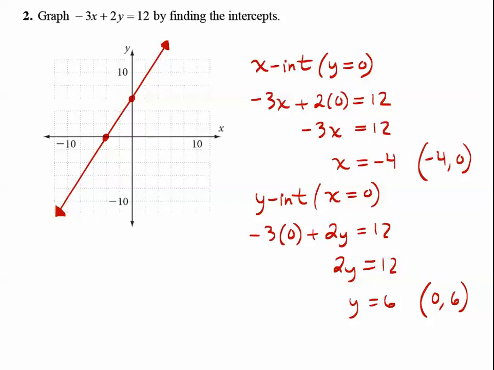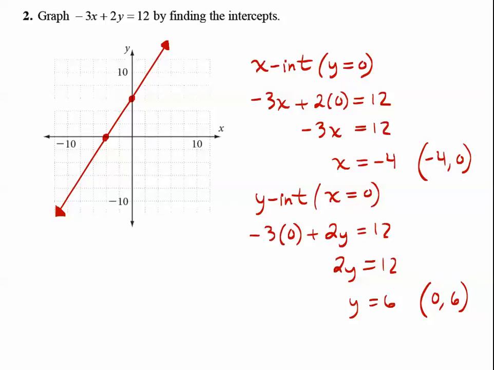Real quick here, raise your hands if you were able to do this without writing anything down. 1, 2, 3, 4, 5. I could have done it without writing it down, but now I just write it down out of habit. Got it, okay. So I got 6 people who were able to do this by just plugging in a 0 here, noticing y equals 6, plugging in a 0 here, -4 for the x, graph it, done. That's exactly what you want. Intercept method, that's what it's made for.